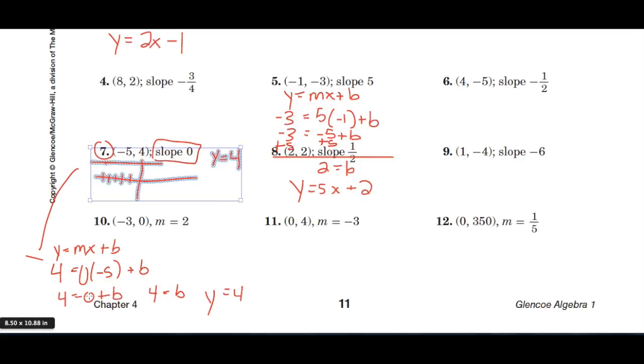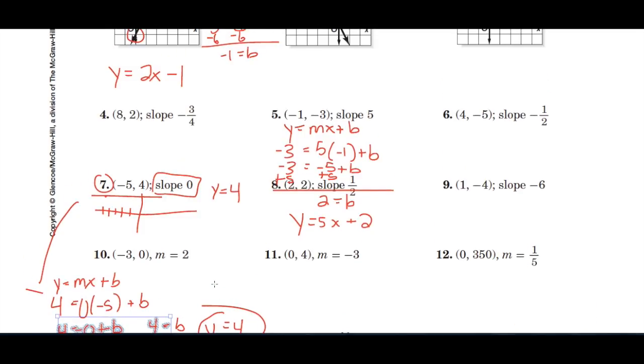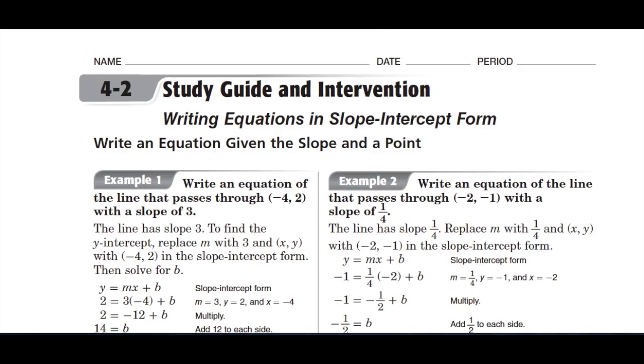Because if I substitute that 0 back in for x, 0 times x is 0. So that's the final equation. Like I said, please do all the problems 1 through 12 on this worksheet.